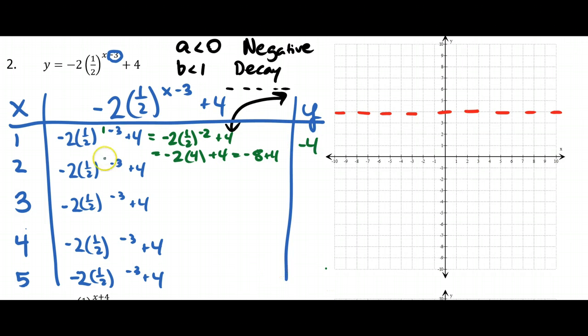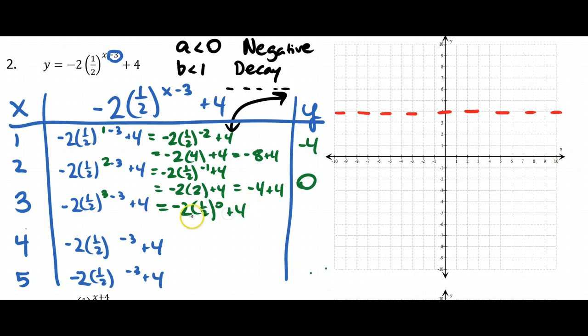Okay, next we're going to plug in +2 up here, and so we'll do -2 times 1/2 to the -1 power plus 4. 1/2 to the -1 is going to be the same as 2 to the +1 power, so that would be 2. So we get -2 times 2 plus 4, which is -4 plus 4, which is 0. Okay, next we have a 3 we're plugging in, so we have -2 times 1/2 to the 0 power plus 4. 1/2 to the 0 is 1, so we have -2 times 1 plus 4, which is -2 plus 4, which is +2.